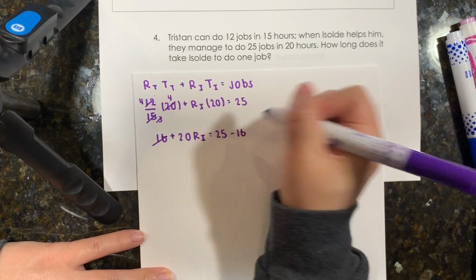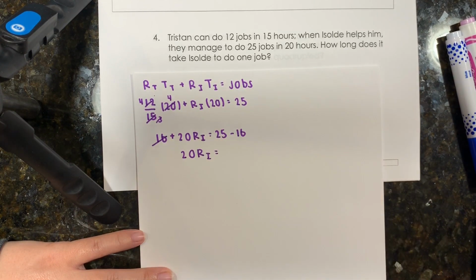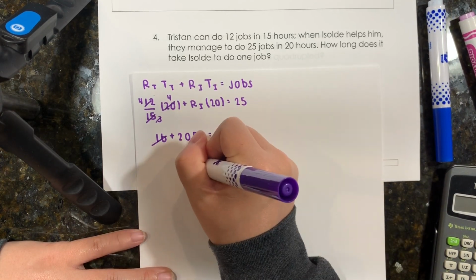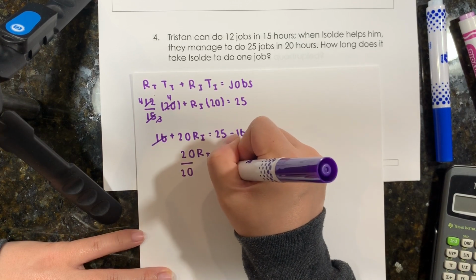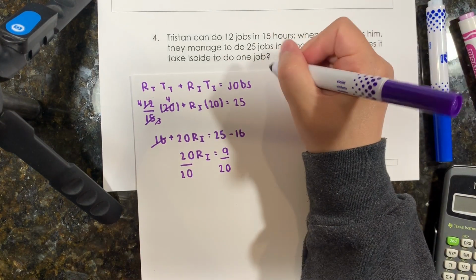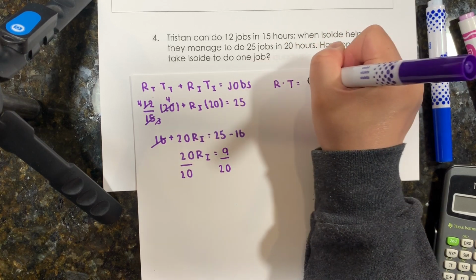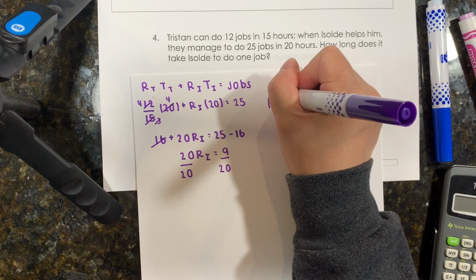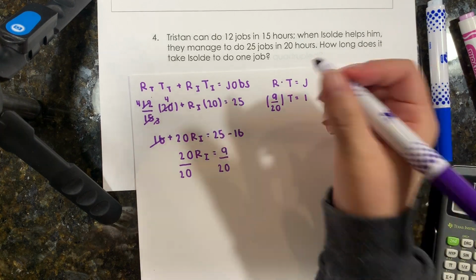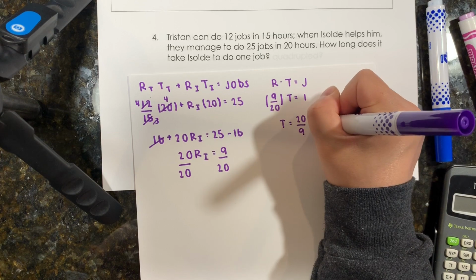Move the 16 to the other side. 20 RI equals 9. And divide both sides by 20. So the rate of Isolde is going to be 9 over 20. So now we're going to use the equation rate times time equals jobs. So her rate is going to be 9 over 20. We want to know the time it would take her to do one job. Multiply by the reciprocal, which would give you 20 over 9 hours.